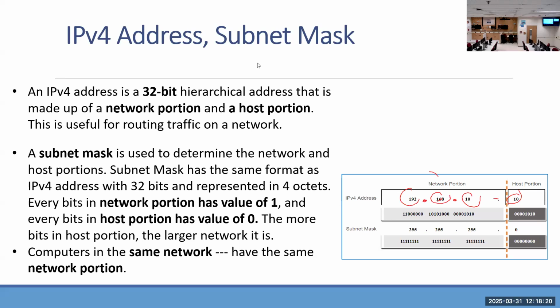You have the network portion and the host portion here. So every computer on the same network has the same network portion. And in order to identify the network portion here, you use the subnet mask. The subnet mask has the same format as IP version 4. You have 32 bits. But every bit in the network portion of the subnet mask has number 1, and every bit in the host portion has number 0.